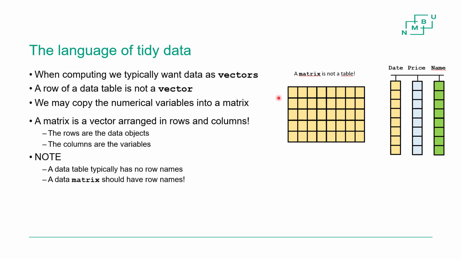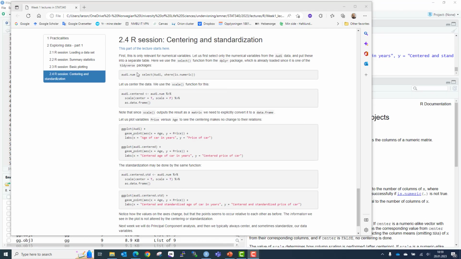But on a matrix, that's different, right? Because if you have a matrix filled with numbers, you cannot have text inside it. And then it's sensible to put it as row names in addition to the column names. You typically also have column names on the matrix, but matrices also typically have row names. We will see that. Okay, so let's go back to R and finally see how we do some centering and standardization, and there we will meet the matrix. So let's see how we can do centering and standardization.